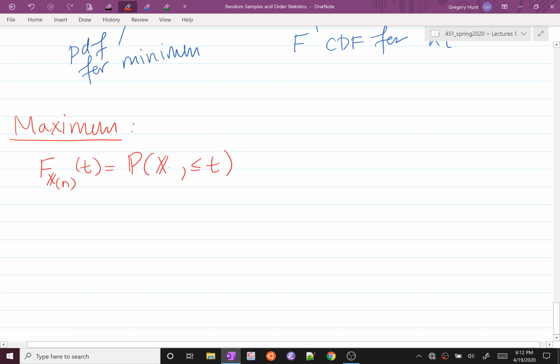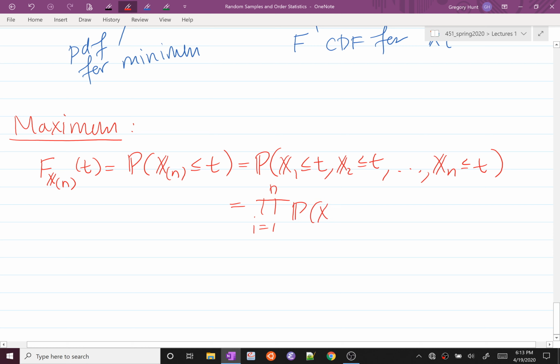Now, if the maximum is less than or equal to some value, all of them must be less than or equal to that value, because the largest one is. So this is the same thing as saying the first one's less than or equal to t, the second one's less than or equal to t, all the way up to the last one is less than or equal to t. So every value in my random sample is less than or equal to t. I can break this out into a product because everything's independent. So I can write it like this. This is the probability that X sub I is less than or equal to t.